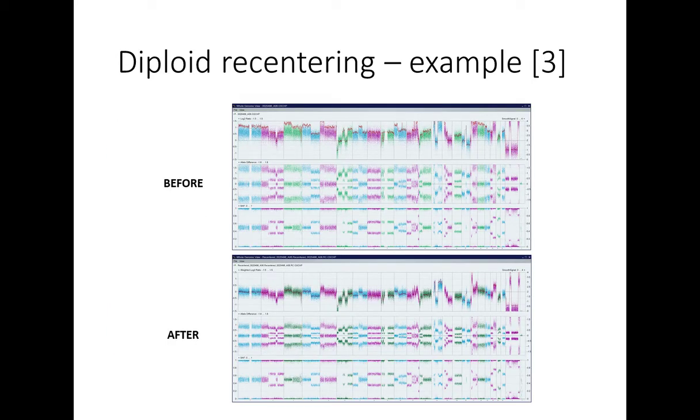In this slide, you can see genomic profiles of the sample before and after this correction. The upper panel shows the original profile with false positive calls without corresponding allelic imbalances. And in the bottom panel, you can see the profile with correctly assigned normal diploid regions.